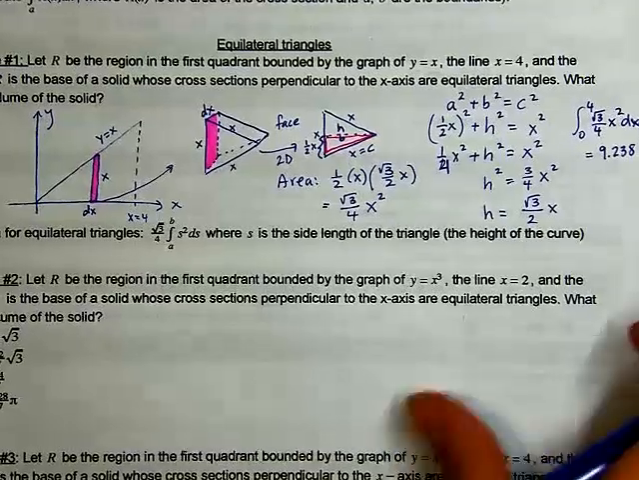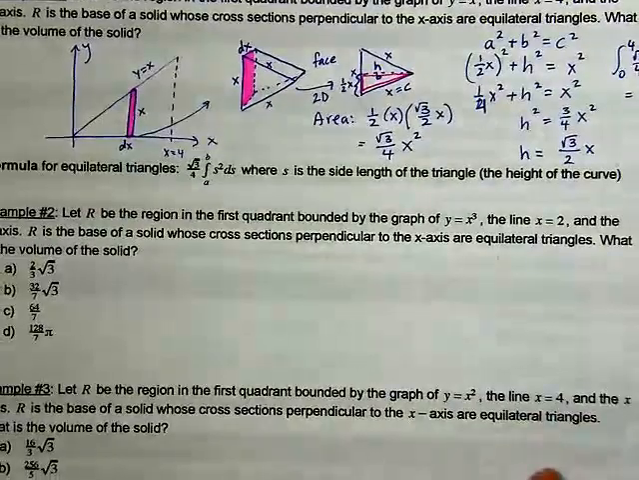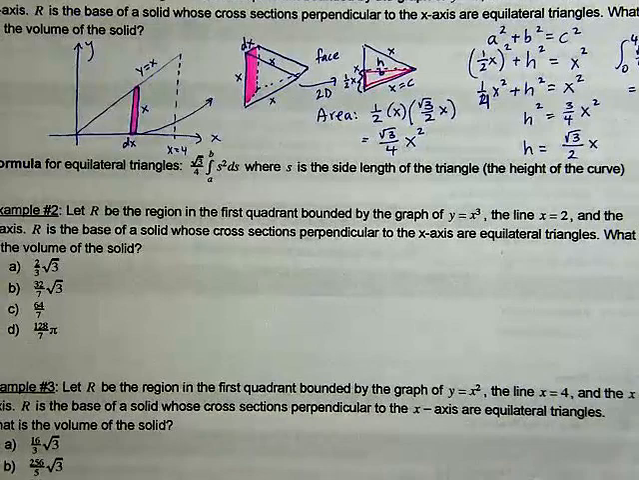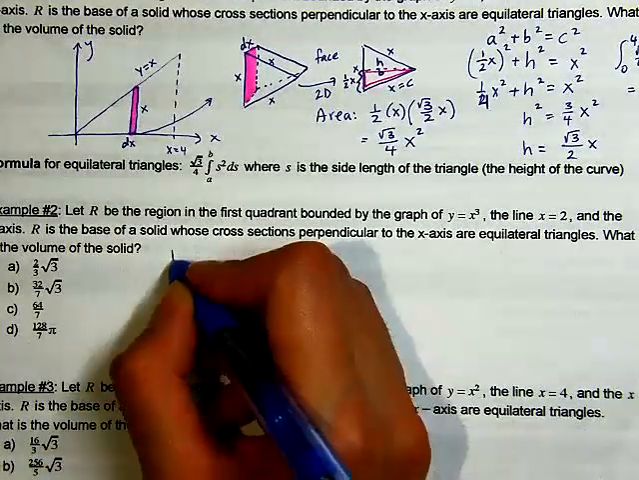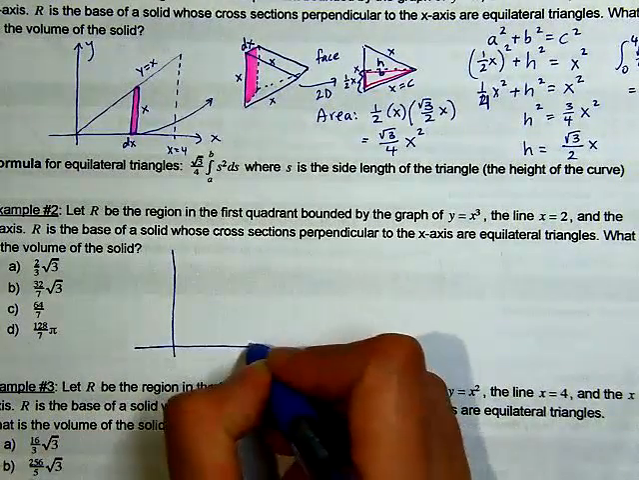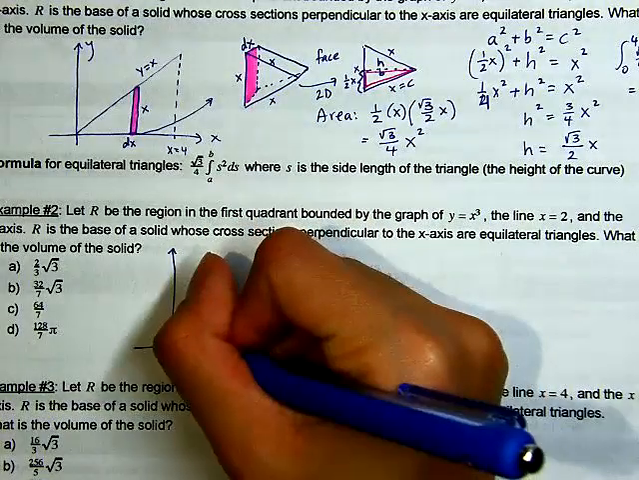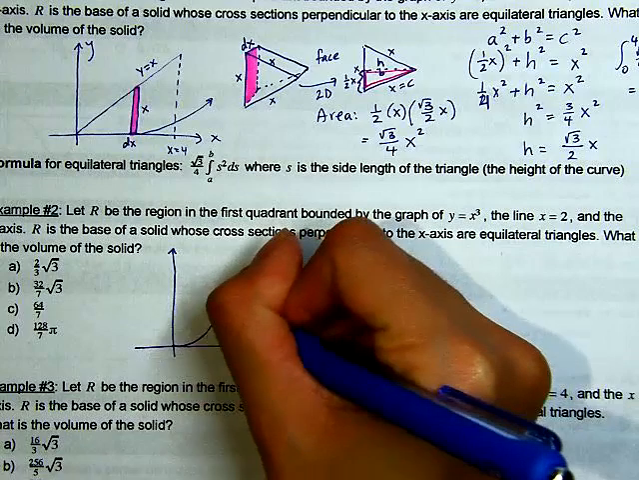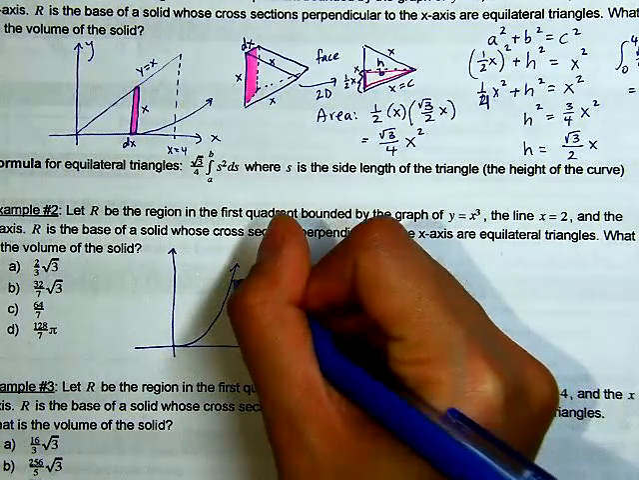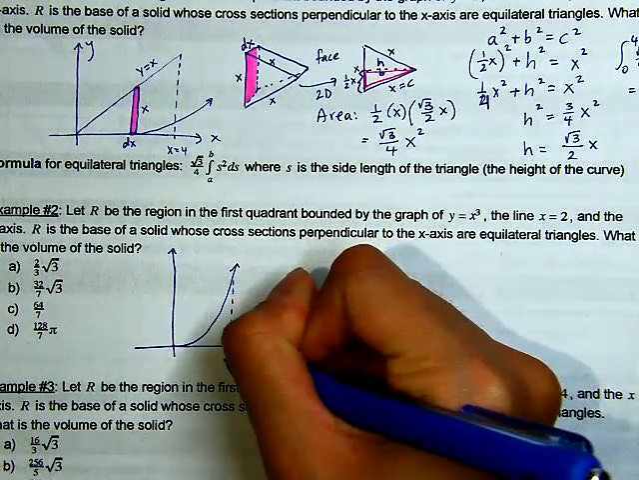All right, let's go ahead and try an example 2. So now R is the region in the first quadrant, bounded by the graph of y equals x cubed, x equals 2, and the x-axis. So x cubed looks something like this. x equals 2 is here.